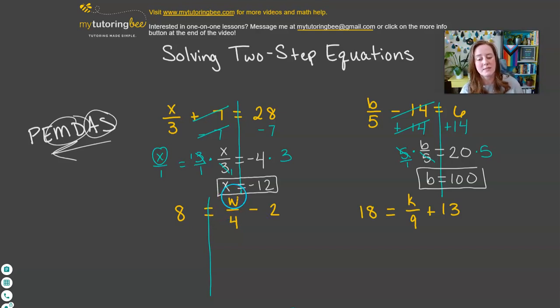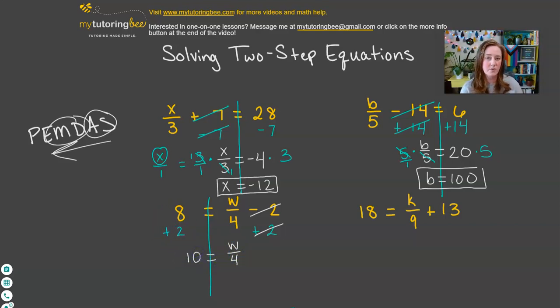We still need to identify where our variable is. We've got w right here. And what's happening to it? It's being divided by 4, and we are subtracting 2 from that w term. So the rules are still the same. We're going to get rid of that addition or subtraction first. So let's undo that subtraction of 2 by adding 2. So that means these are going to cancel out over here, leaving us with w over 4 equals, and then 8 plus 2 is 10.